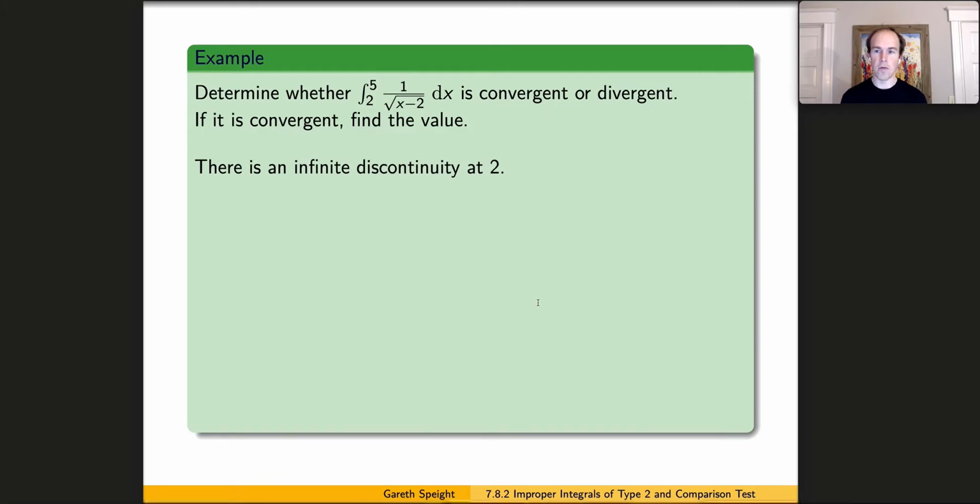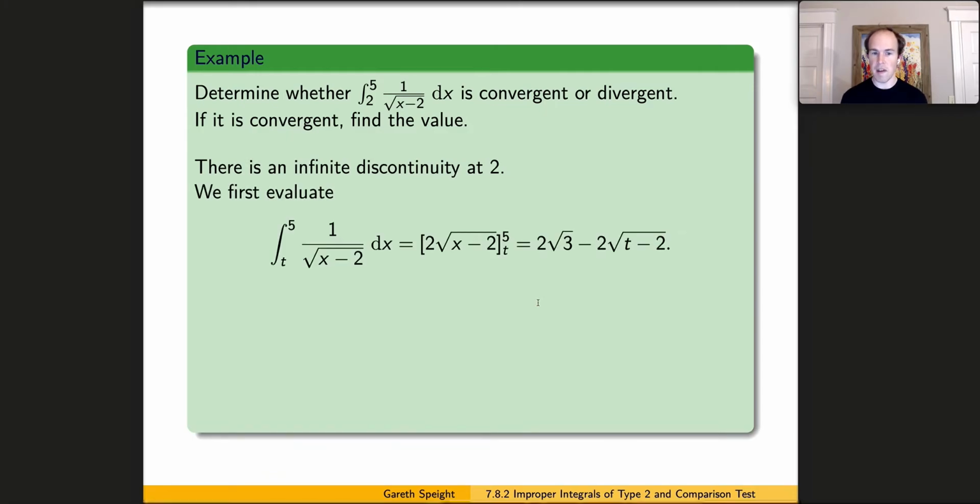Okay, so we have to replace 2, which is the bad point, by t, and look at what we get in terms of t. So we're integrating from t to 5 our function. If we write that as x minus 2 to the power negative a half, then you could, for instance, apply an easy substitution, or just keep in mind that linear compositions keep integrals nice and easy.